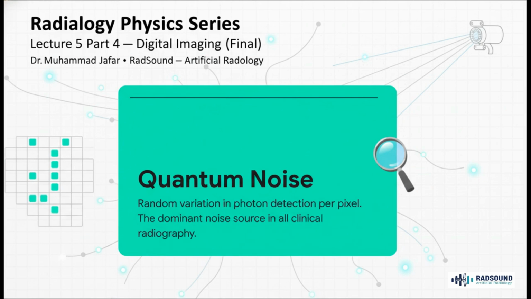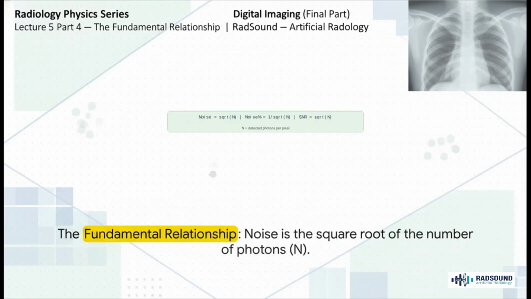So what exactly is this quantum noise? Well, even with a perfect X-ray machine, the photons don't arrive at the detector in a perfectly even stream. They arrive randomly, kind of like raindrops on a pavement. That random statistical variation in how many photons hit each pixel is quantum noise. It's a fundamental property of physics itself, not a flaw in our equipment. And this is the mathematical key to the whole thing. If on average a pixel detects n photons, the noise in that pixel is simply the square root of n. That means our all-important signal-to-noise ratio, our SNR, is also the square root of n. This one simple relationship governs pretty much everything we do to manage and fight noise.